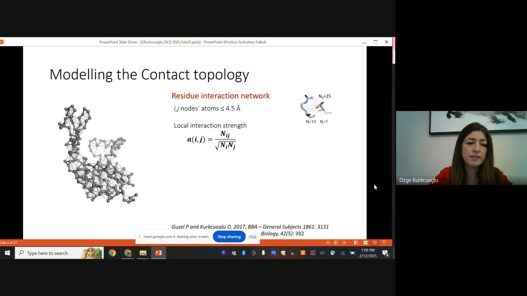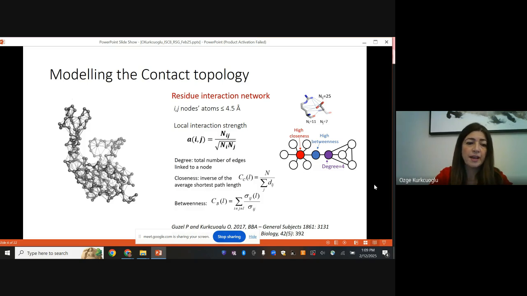In addition, taking the inverse of the local interaction strength in the assignment of the edge length removes the strong bias towards the bonded interactions over the non-bonded interactions. And then we calculate the centrality measures of the nodes forming the network. Among these, we have the degree, closeness, and betweenness scores.